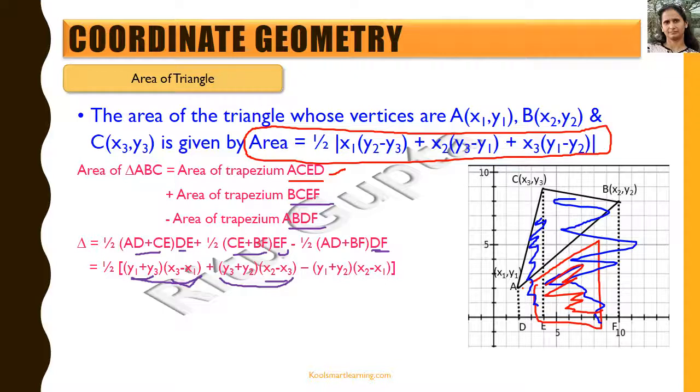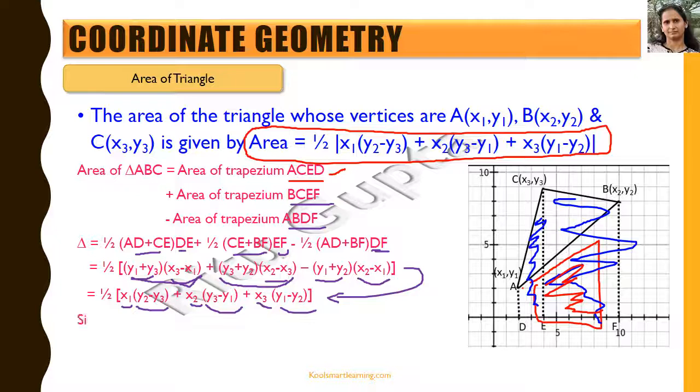So here we have AD plus BF, AD being y1 plus BF being y2. So minus y1 plus y2 into DF, which is x2 minus x1. So this is what we get. Now we can take the terms of x1 common, and we say take out x1 into y2 minus y3 plus x2 into y3 minus y1 plus x3 into y1 minus y2. This is just simplified to make it like this.